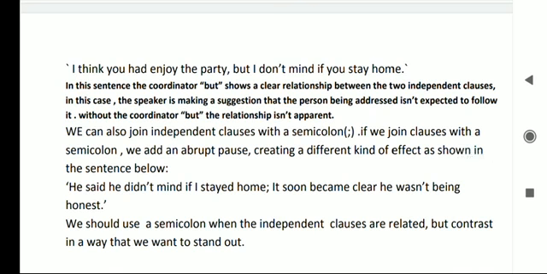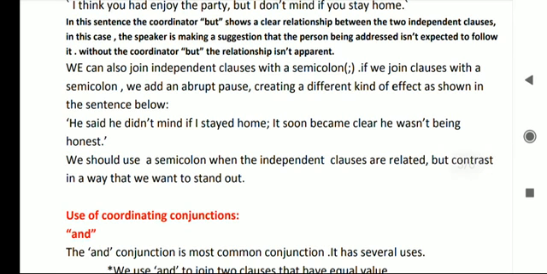We can also join independent clauses with a semicolon. If we join clauses with a semicolon, we add an abrupt pause, creating a different kind of effect, as shown in the sentence below. He said he did not mind if I stayed home; it soon became clear he wasn't being honest, right? We should use a semicolon when the independent clauses are related, but contrast is a way that we want to stand out.